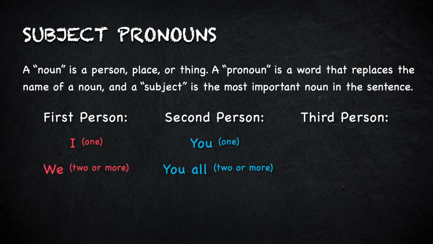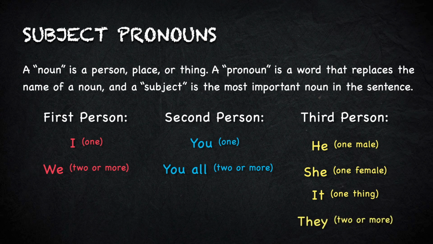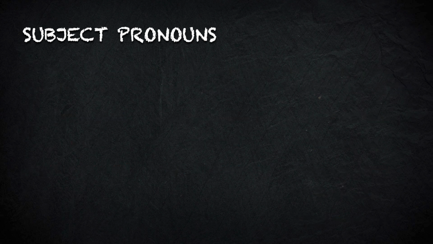This is also correct. And for third person, we have the pronouns he for one male or man, she for one female or woman, it for one thing that is not a person or an animal, and they for two or more nouns. This is the same for male or female.